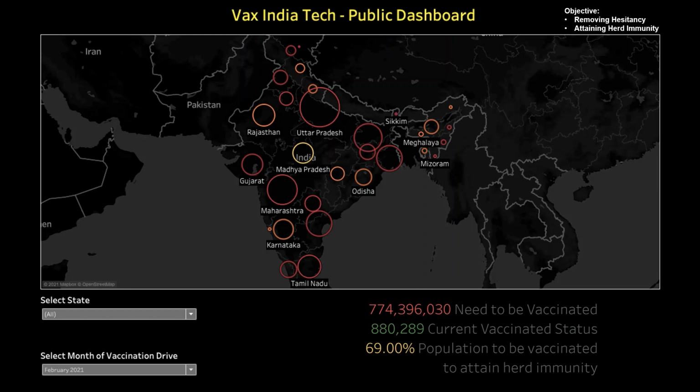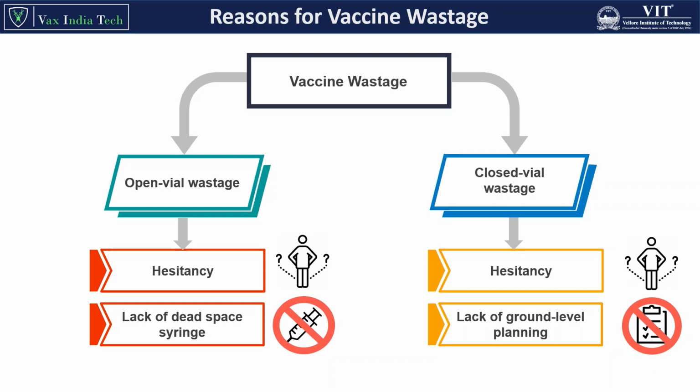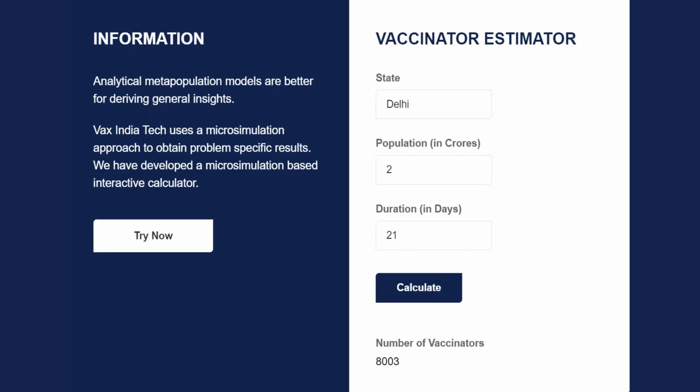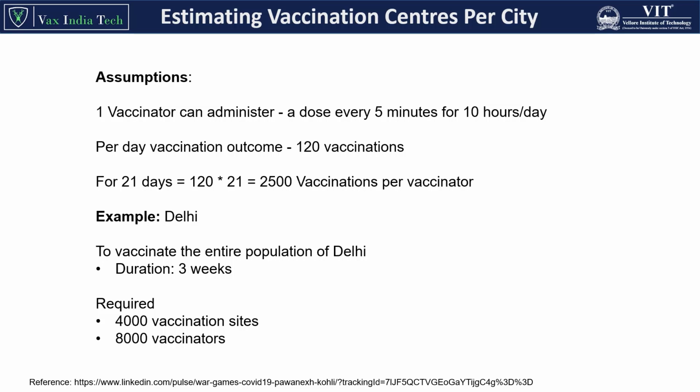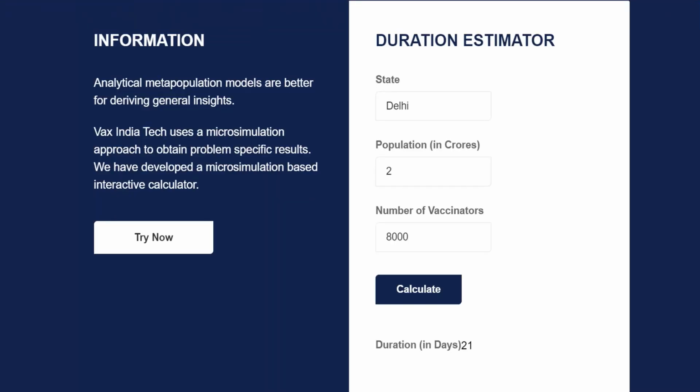As part of the pull model, we have developed ground-level estimators, which I'll be showing you next. First, we have the vaccinator estimator. On entering the state, population, and duration as inputs, the estimated number of vaccinators required is displayed as the output. Here we explain how we arrive at these numbers using simple mathematics. For example, we estimate that to vaccinate all of Delhi in 3 weeks, we would require 4,000 vaccination sites with 8,000 vaccinators. Here we estimate the duration of the vaccination period.